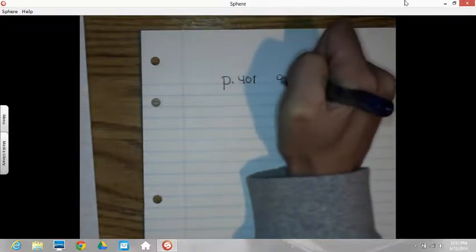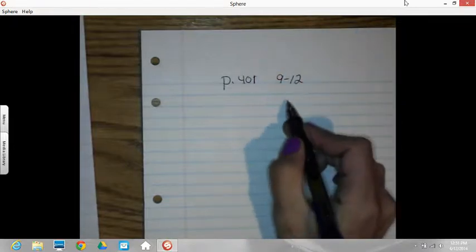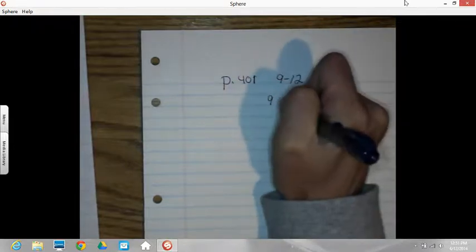Page 401, 9 through 12, but I want 9 and 10 done two ways. 9 and 10, two ways. One way with shells, the other way, I think they're both going to be washers. I don't think there's a cylinder in here, but there might be. So shells and another.